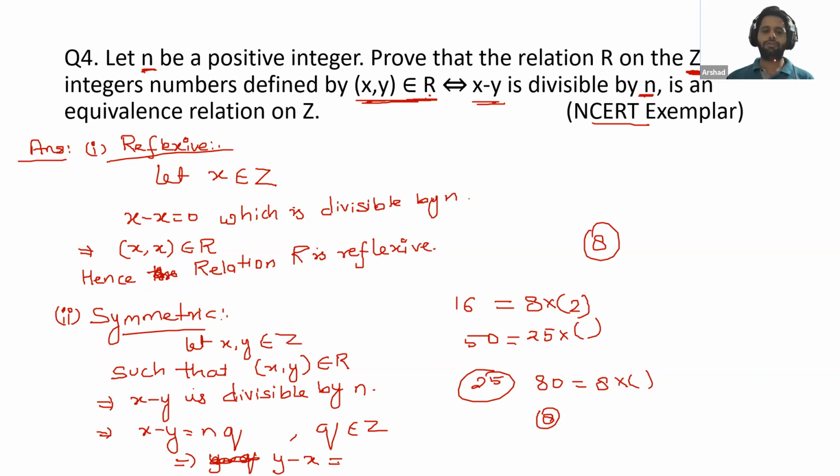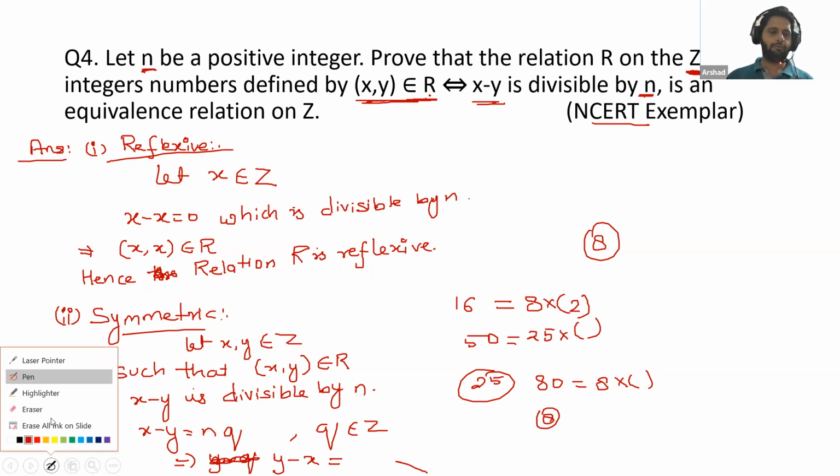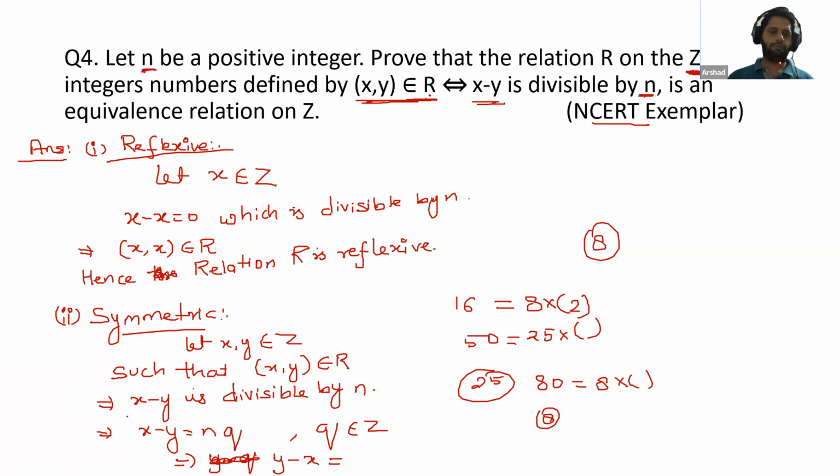We just need to change the sign here. Take a negative common from this, shift that to the next side. So you will get minus nq. Okay, so we will write minus nq.